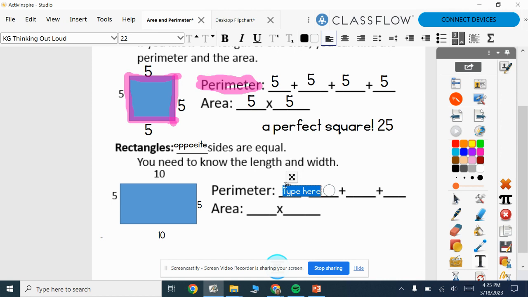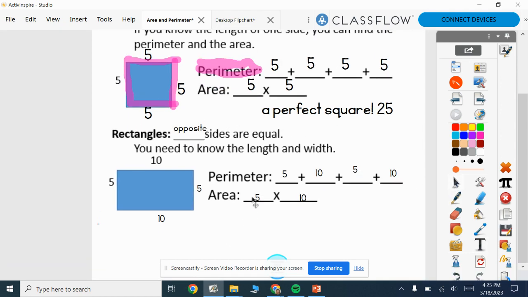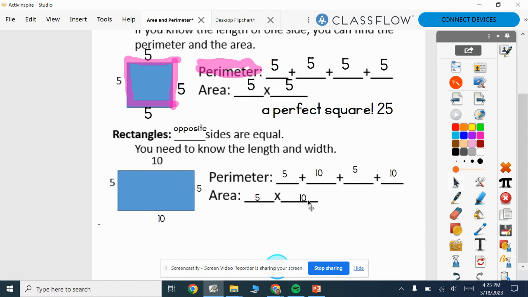So my perimeter is going to be 5 plus 10, the length of this side. And I have to do it again because I have to add up all of the sides. And my area is just the length times the width, which is 5 times 10, which would be 50. All right, hopefully this was a nice little review for you guys of perimeter and area.